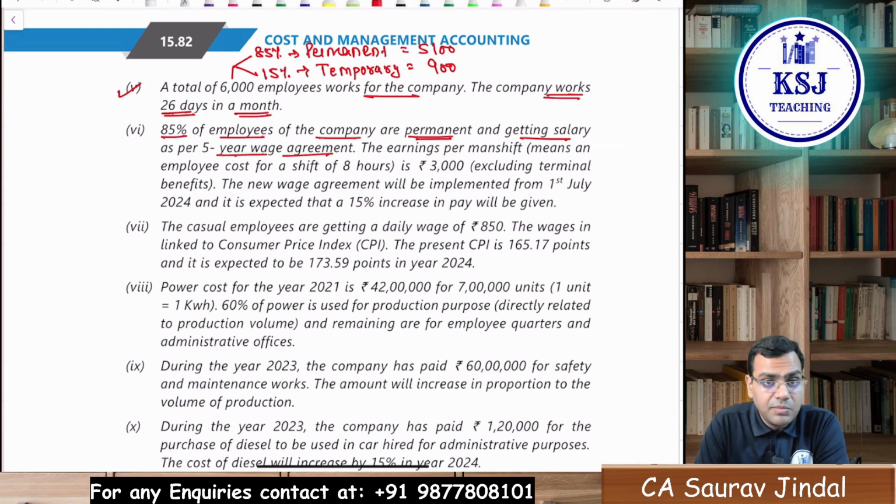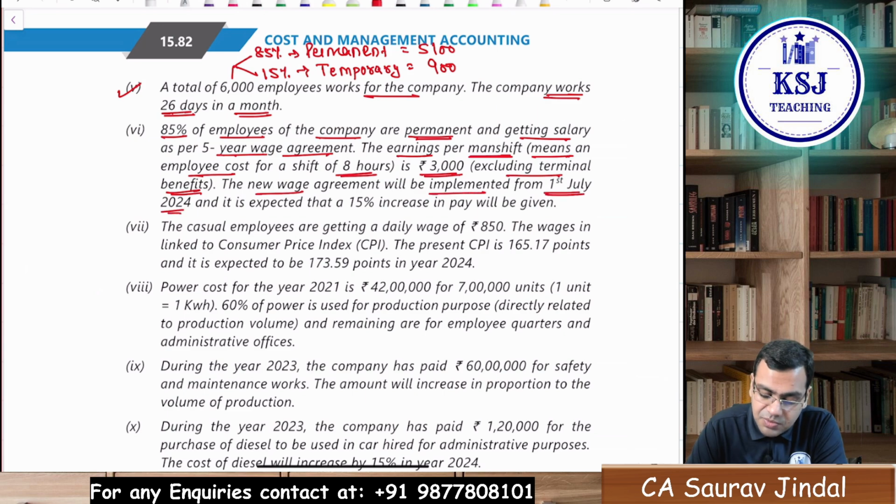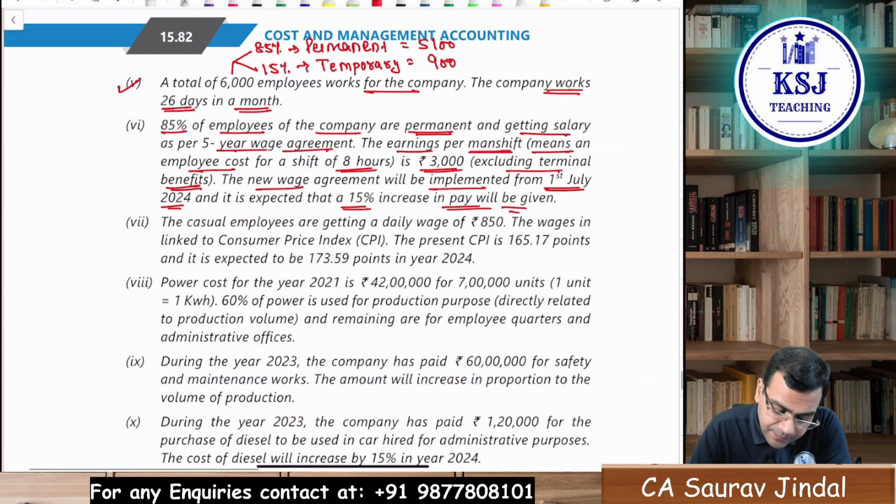Now, what is the information given regarding these 85% permanent employees? They are getting a salary as per the 5-year wage agreement. The earnings per man shift, that is the employee cost for a shift of 8 hours, is 3,000 rupees excluding the terminal benefits. That is for 1 day. The new wage agreement will be implemented from 1st July 2024, and a 15% increase in pay is expected, in the coming year.